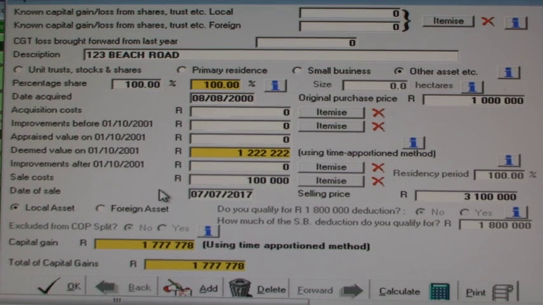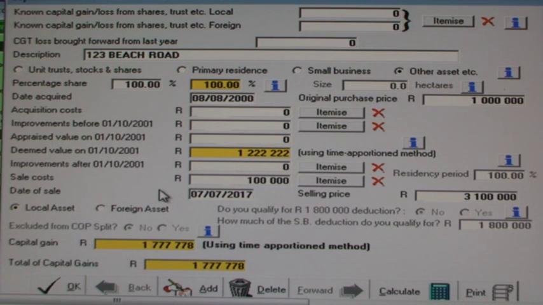The same sort of thing applies with sale costs. They are deemed to have taken place on the date of sale. If we add sale costs of 100,000 rand and increase the sale price by the same amount, then we can see our answer is unchanged.